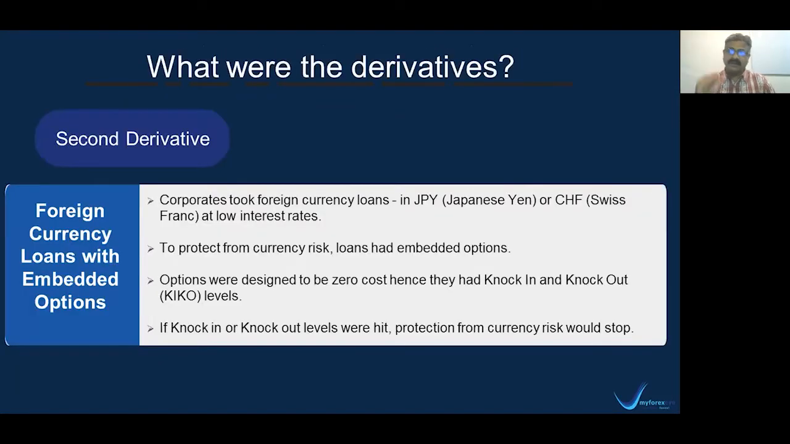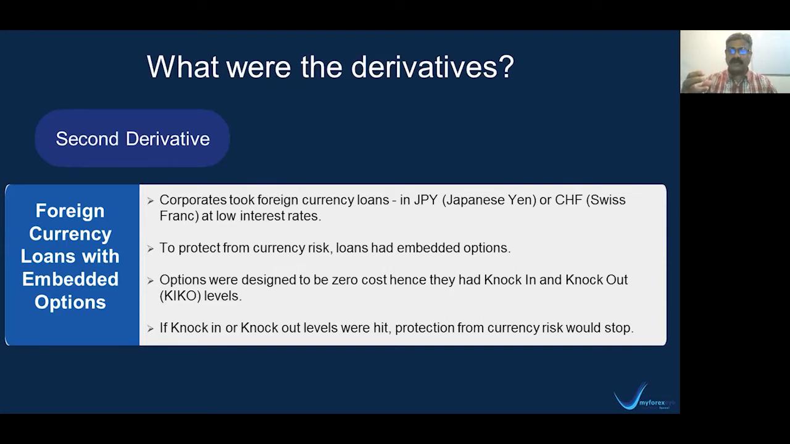Now there was another derivative, which was very widely used at that point of time. That was predominantly what we call foreign currency loans. A lot of companies took cheap foreign currency loans denominated in JPY, Japanese yen, or Swiss franc. These currencies were chosen primarily because their interest rates were very low, so the interest burden was very low. Obviously, since you're taking a foreign currency loan in yen and Swiss franc, you have a currency risk.